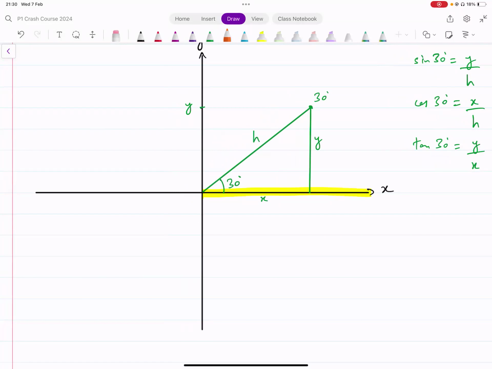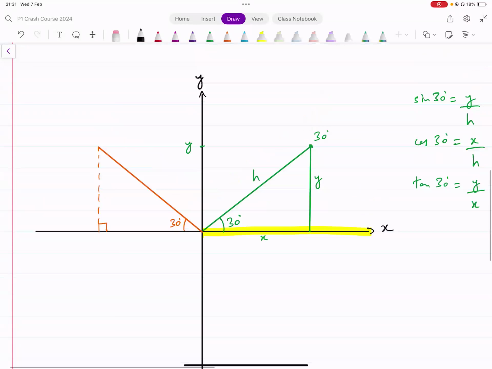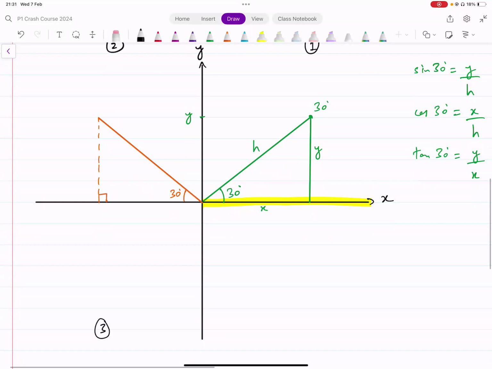If we go in the second quadrant now, if we make a similar triangle that has an angle of 30 degrees with the horizontal here as well, a right angle triangle in the second quadrant now, remember this is the second quadrant, so let me actually write down the numbers here. This is the first quadrant, this is the second quadrant, and then you have the third quadrant here, and the fourth quadrant here. These are the four quadrants that we've got.